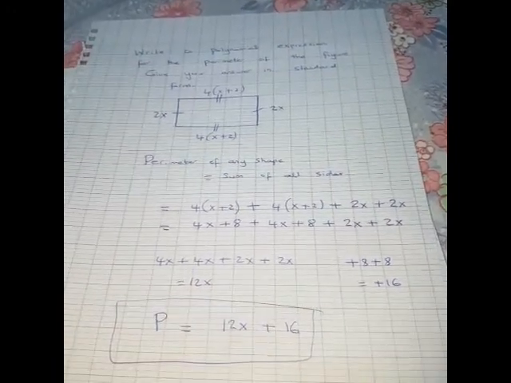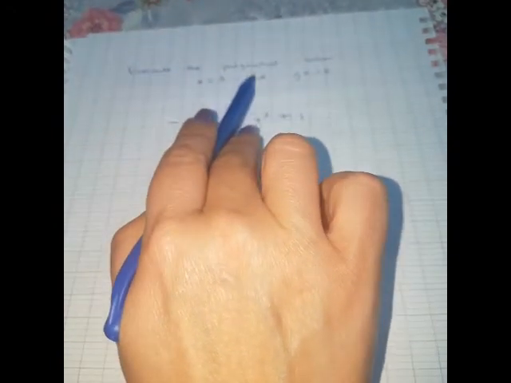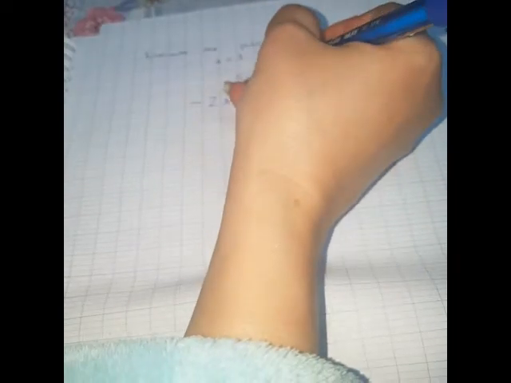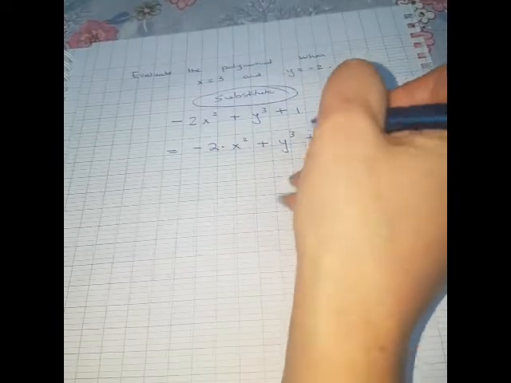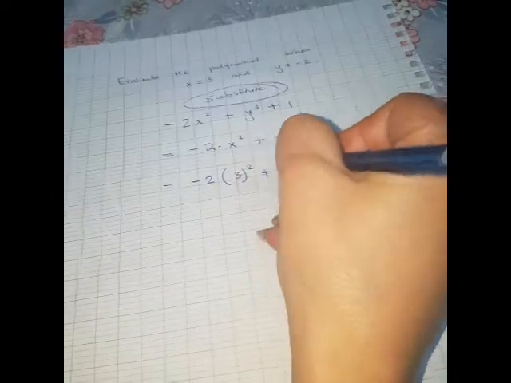That's my final answer. The last question is, evaluate the polynomial when x is equal to 3 and y is equal to negative 2. What do I need to do? I simply need to substitute. Nothing more, nothing less. So I rewrite it as minus 2 times x to the second plus y to the third plus 1, and then I substitute, which is equal to minus 2. What's x? It's 3. So it's 3 to the second plus, what's y? It's negative 2. All of this to the third plus 1.